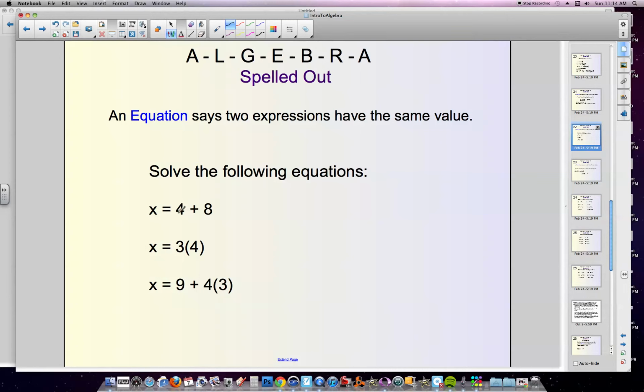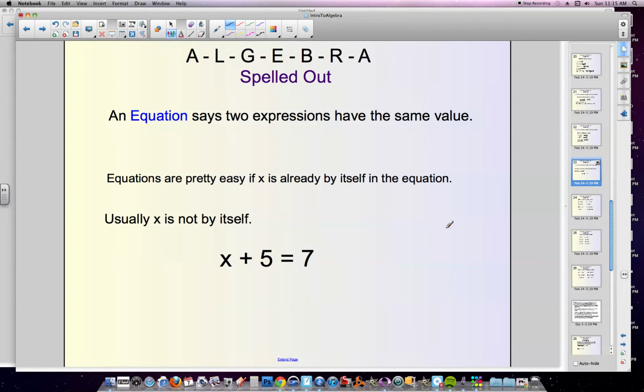Well, 4 1s and 8 1s, yep, those can get combined. So x is 12. This means 4 1s plus 4 1s plus 4 1s, right? So x equals 12. And a little bit of order of operations. I can't combine 9 and 4 because they're different categories. This means 9 1s, and this means 4 3s. However, I can go ahead and figure out what 4 3s is. That's 3 1s and 3 1s and 3 1s and 3 1s, or 12. And this is 9 1s, so I can figure out x is 21.